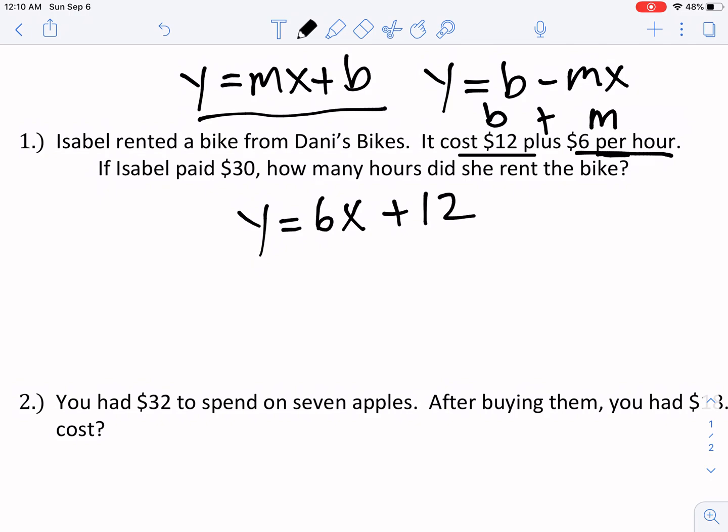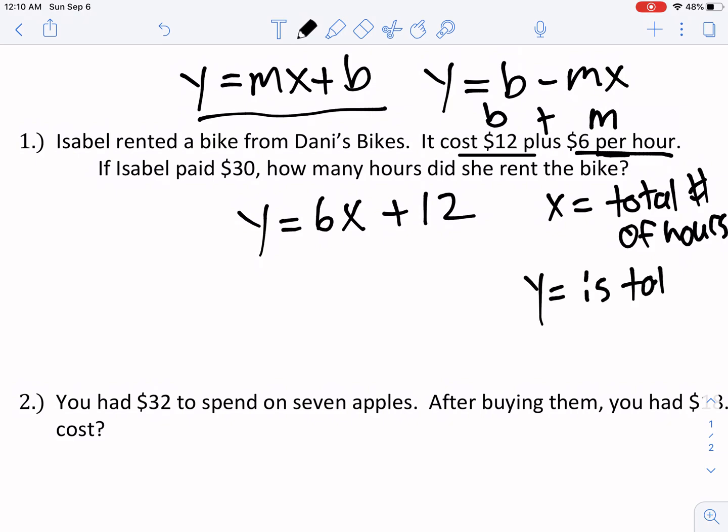In this case, x is the total number of hours that she's renting the bike, and y is the total amount she paid. But the key is, notice they're telling us Isabel paid 30. So how many hours did she rent the bike? They're telling us she paid 30.